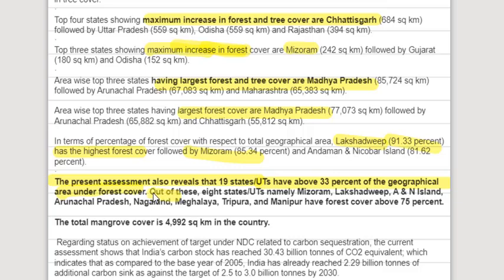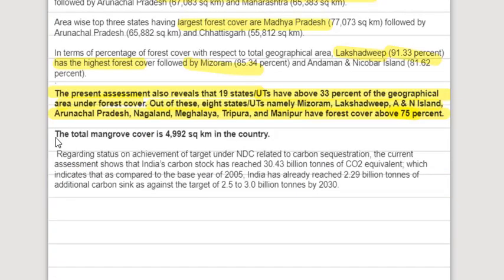Out of these, 8 states/UTs, namely Mizoram, Lakshadweep, whatever is given, have above 75% cover. 75% cover also in the 8 states. So this you should know. Next is given about the mangrove. The total mangrove cover is 4,992 square kilometer. Mangrove also plays an important role. Next topic is the mangrove only.